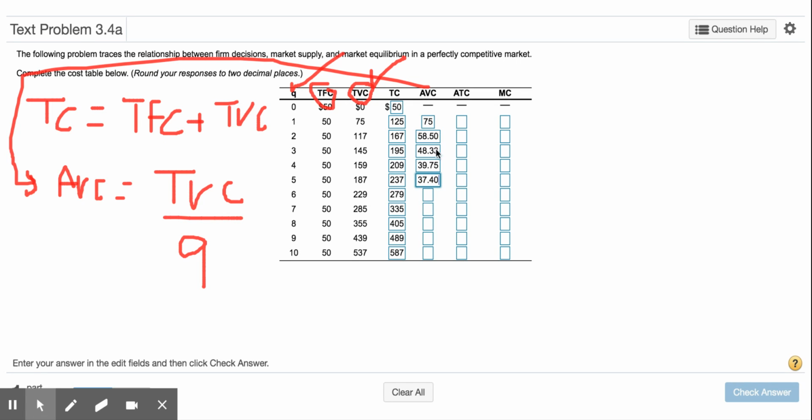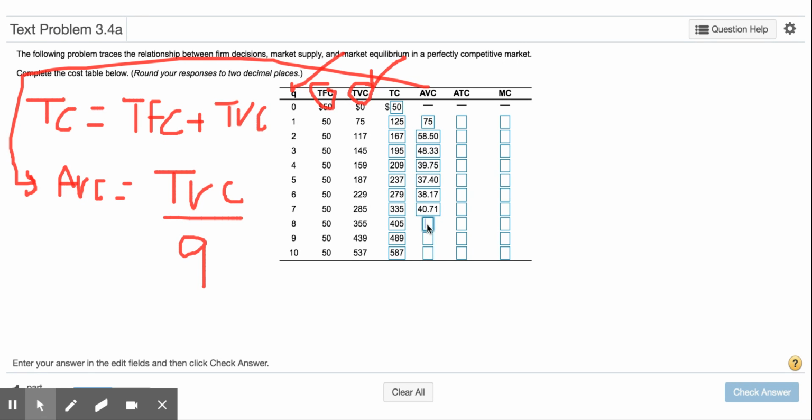Be careful with the rounding. Sometimes you might get the question wrong because of rounding. Your calculation might be right, but the rounding is wrong. So 229 divided by 6 is 38.17 after rounding. 285 divided by 7 is 40.71. Again, be careful with the rounding.